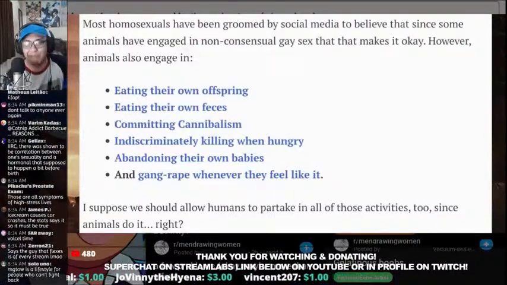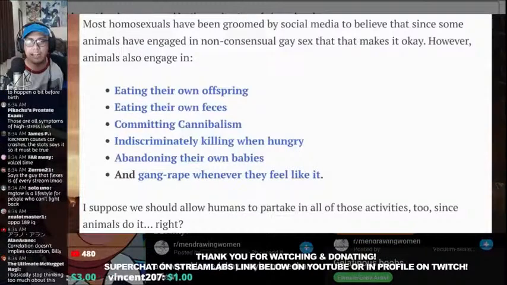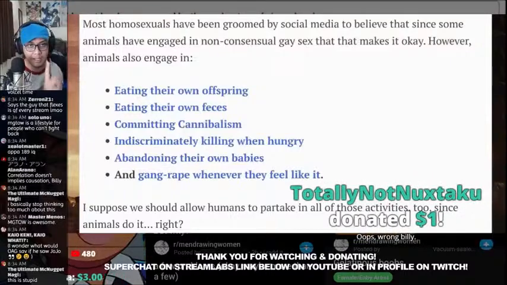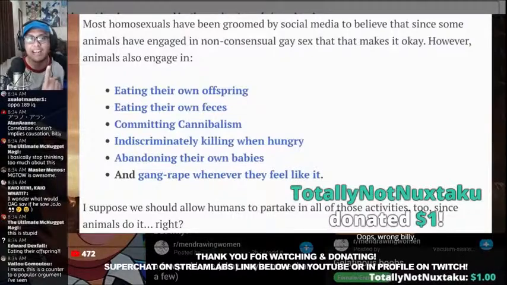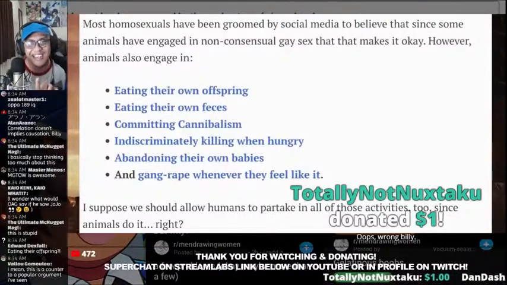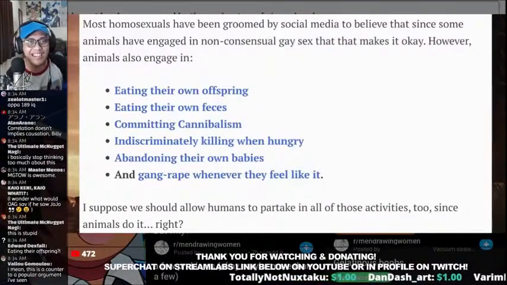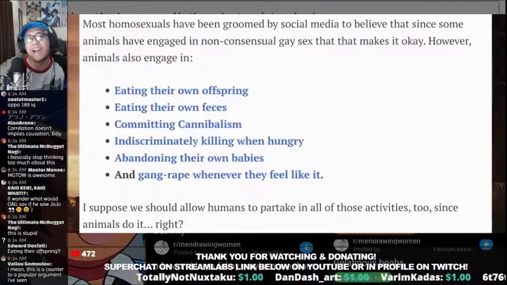You can't deny that. However, animals also engage in eating their own offspring, eating their own feces, committing cannibalism, indiscriminately killing when hungry, abandoning their own babies, and gang rape whenever they feel like it. The difference, Billy, between sexual orientation and all of those is that people can control all of those. They cannot control their sexual orientation, Billy. They cannot control their attraction to certain people. They can control their desire to eat them. Who the fuck does that anyway?